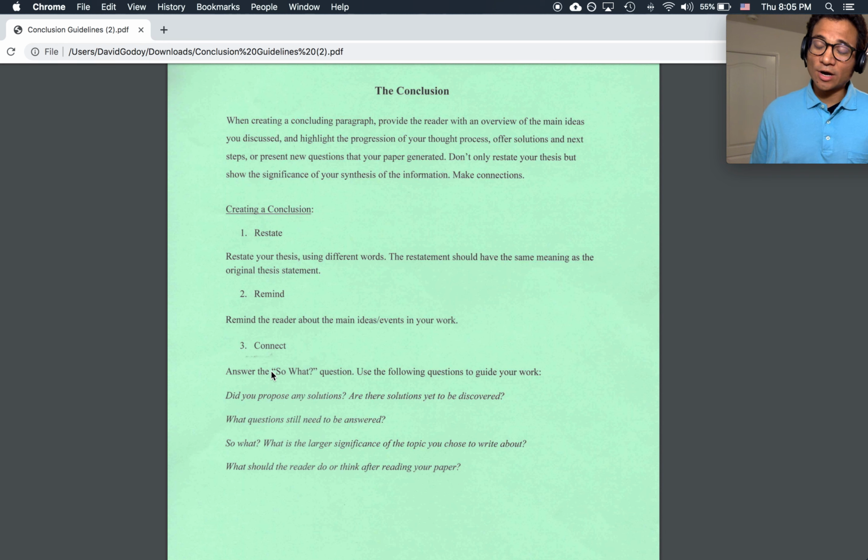Why it's a big deal, why should the reader care? Prove it to them. And that's what your whole job is, with whatever your thesis is. Prove it, prove it, prove it, prove it. The conclusion is that final takeaway, that last piece de resistance.